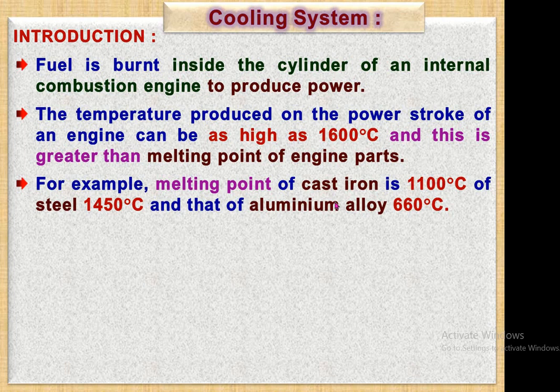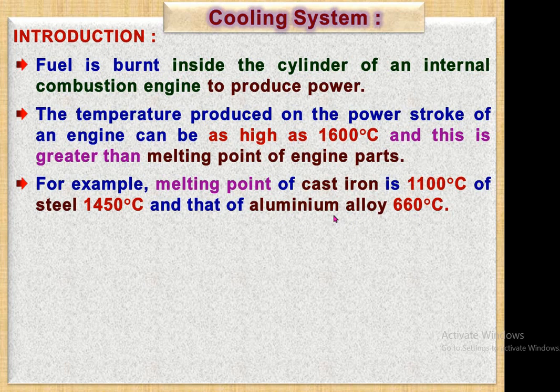For example, the melting point of cast iron is 1100 degrees Celsius, of steel is 1450 degrees Celsius, and that of aluminum alloy is 660 degrees Celsius. So these are all below 1600 degrees Celsius. So we have to drop down this high temperature of 1600 degrees Celsius as per the types of engine and metals we have used.